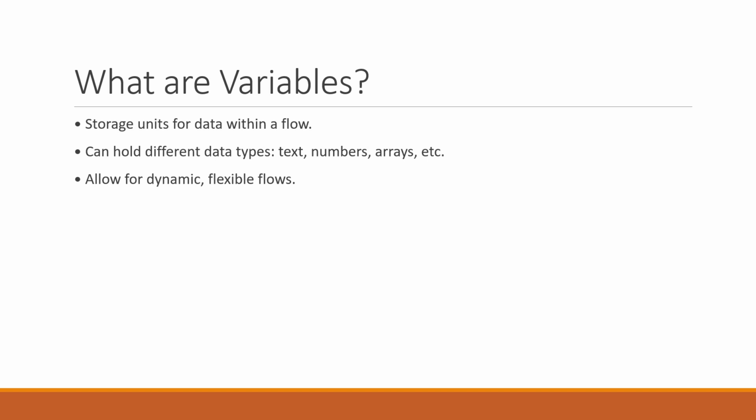So, what exactly are variables? Think of them as a little storage unit within your flow. They hold on to data for you, keeping it safe and sound until you need it. Whether you are dealing with text, number, array, or even a collection of data, a variable can handle it all. They are the secret sauce that makes your flows dynamic and flexible. And let's be honest, who doesn't like a bit of flexibility?